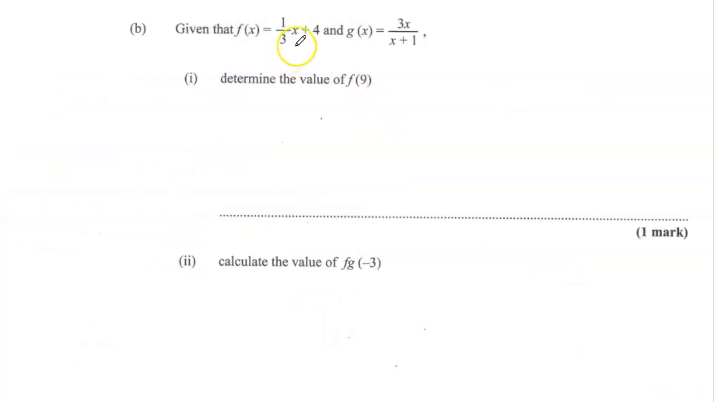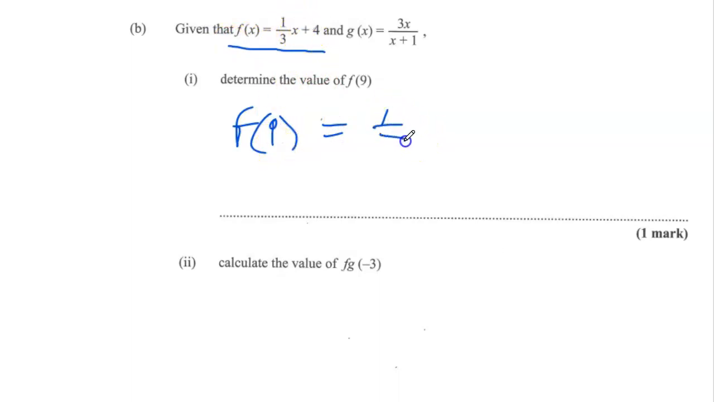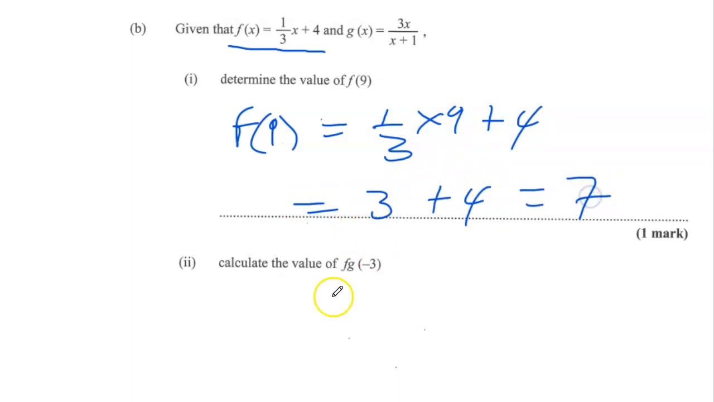Part B, f of x is 1/3 x plus 4. G of x is 3x upon x plus 1. So f of 9, we use this function by replacing x with the term in the bracket, which is 9. So 1/3 x becomes 1/3 times 9 plus 4. 1/3 of 9, that's 3 plus 4. So our answer there is 7.